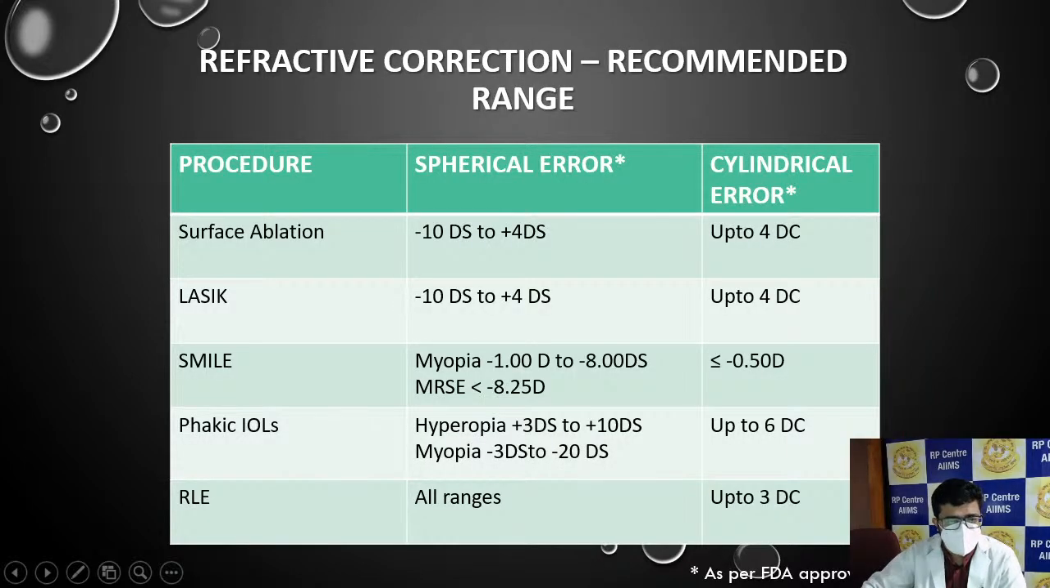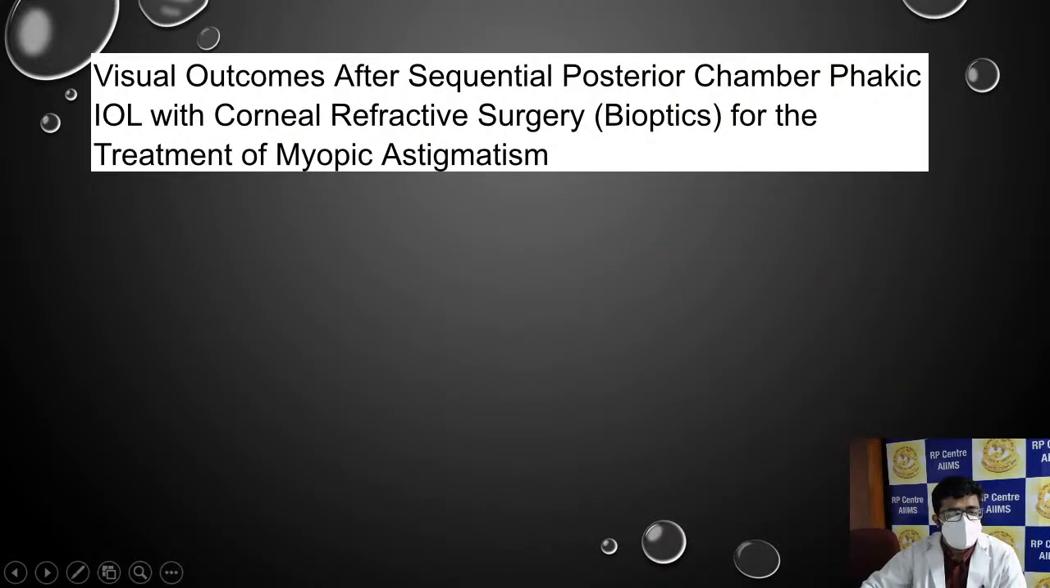So these are the normal ranges for various refractive surgeries. As in our patient, the refractive error was minus 3 diopter sphere and 1.5 cylinder, so we went ahead with LASIK in this patient. There are a few studies on bioptics, and I'll be discussing only a few basic ones.